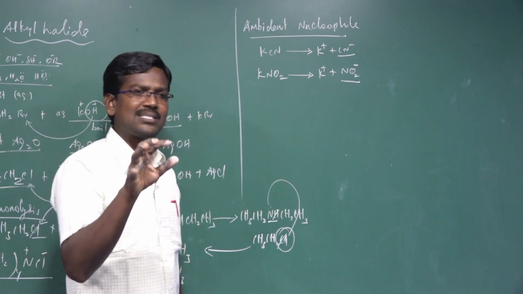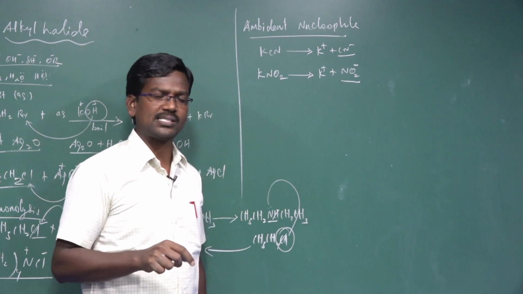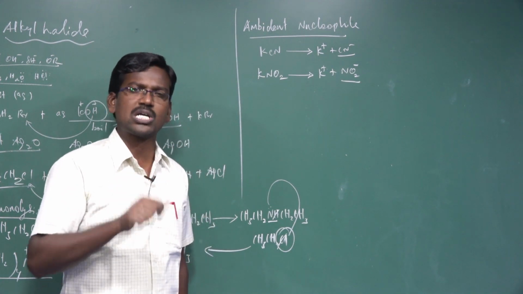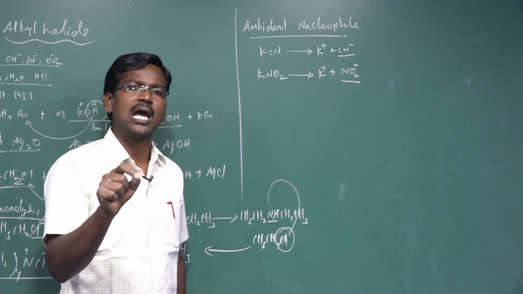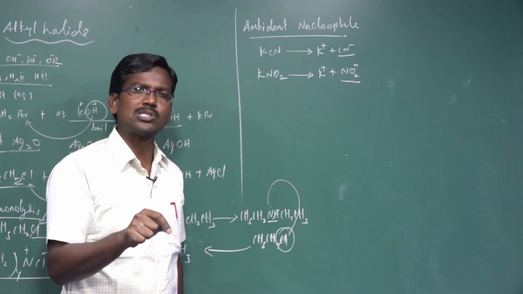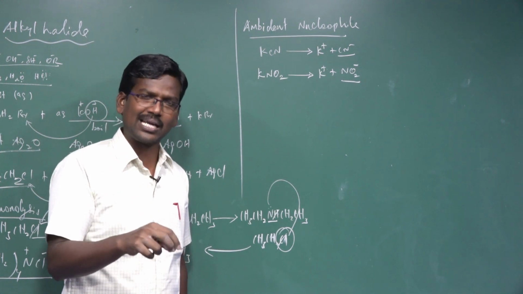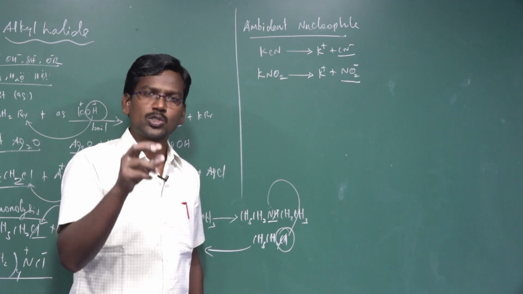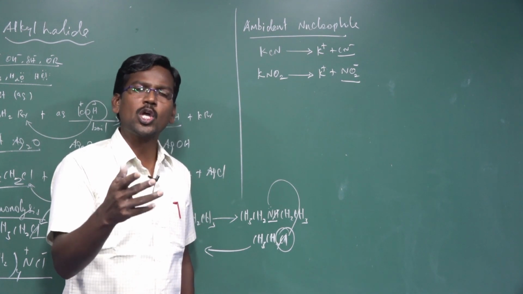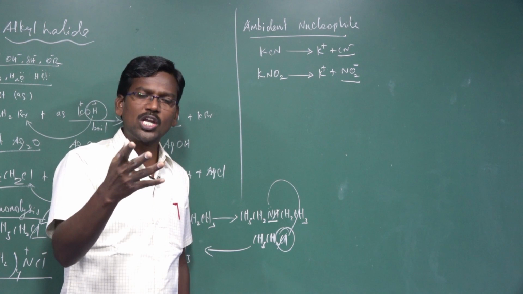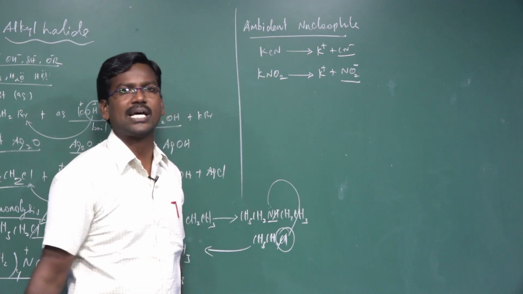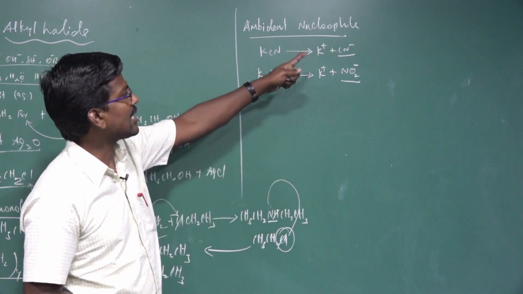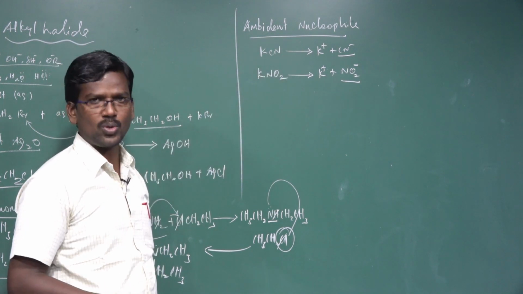So what is the meaning of ambident? Negatively charged species such as cyanide, isocyanide, thiocyanide, isothiocyanide, nitrite and nitrate, which can attack the electrophilic center from both sides, are known as ambident nucleophiles. Example: CN-, another one is NO2-.